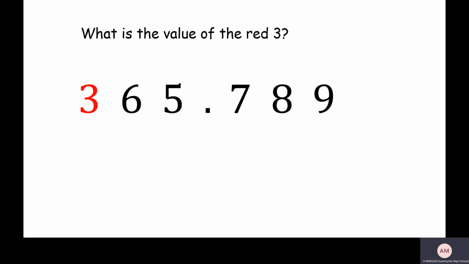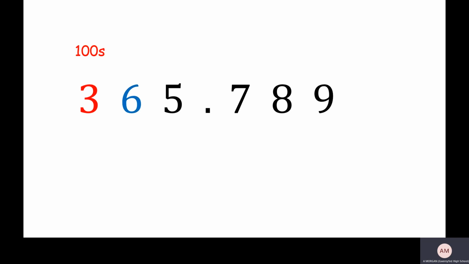Okay, so here's a quick explanation of how to convert fractions and decimals. We're going to start off by explaining place value. The red 3 is in the hundreds column and it is worth 300. The blue 6 is in the tens column and is worth 60. The green 5 is in the units column, or the ones column, and it's worth 5.